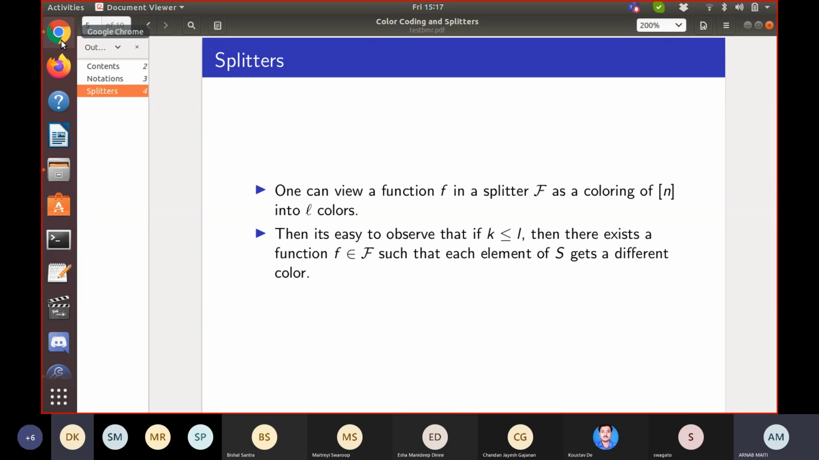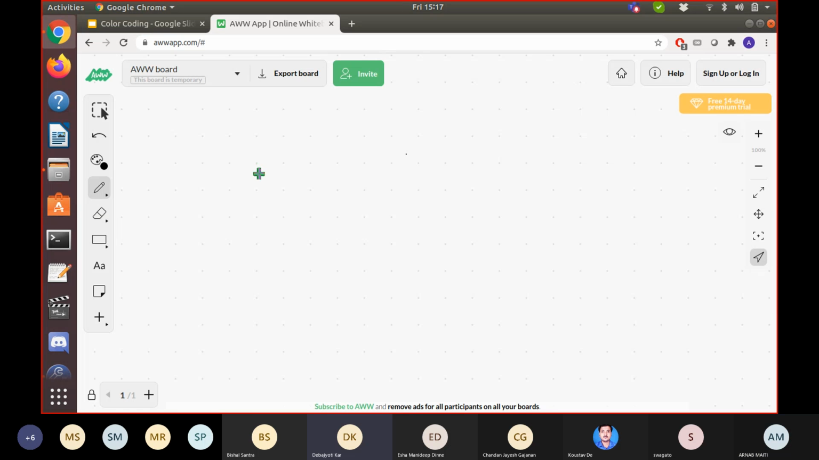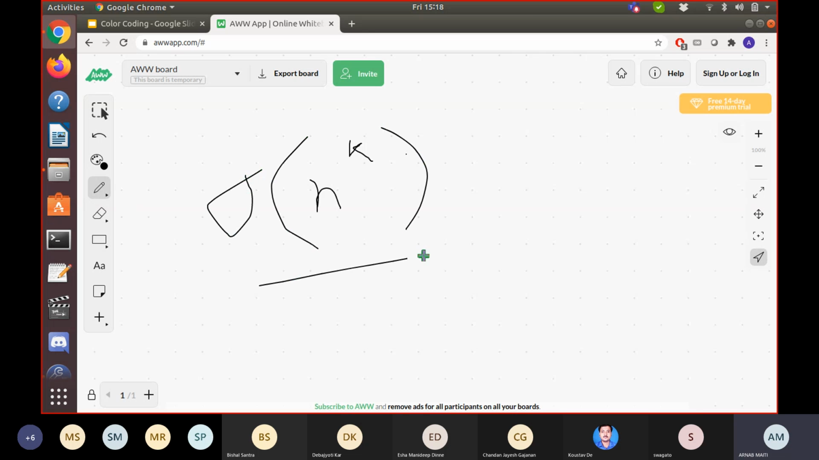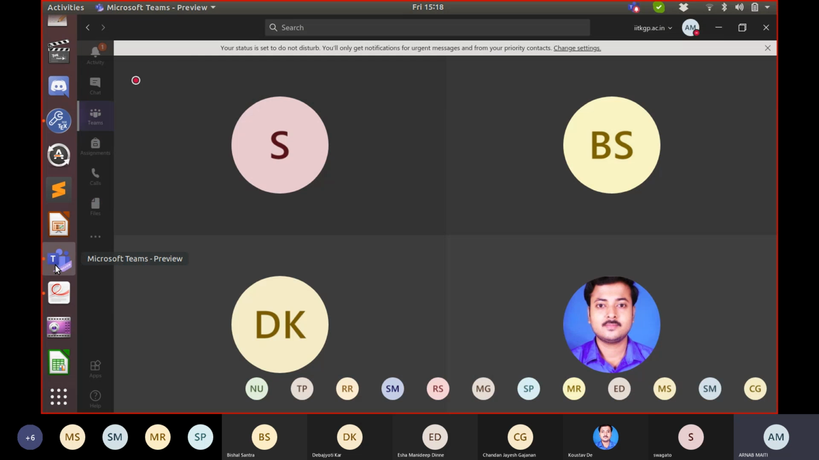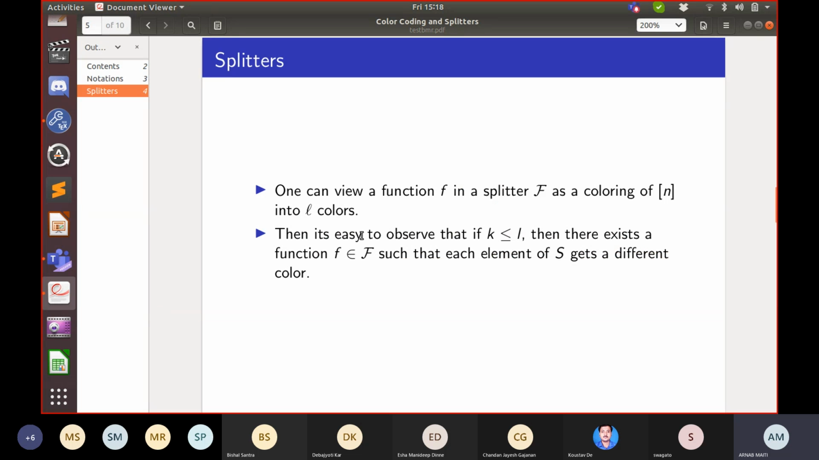Can we do it like for every subset of size k, we introduce one function? Yes, that's what I was looking for. So that is one naive way. The complexity, the time to create that family and the size of that family, will be n to the power k. Take any subset of size k and introduce one function for it. So the next question is, can we do anything better than this?